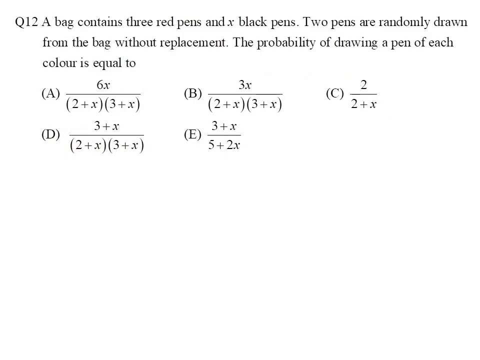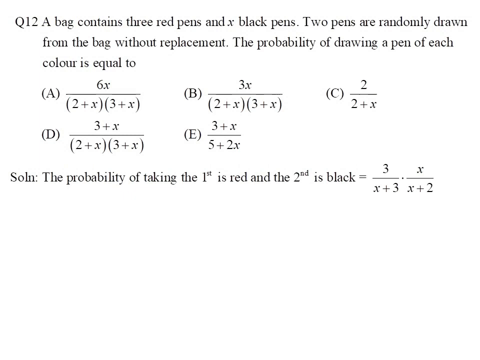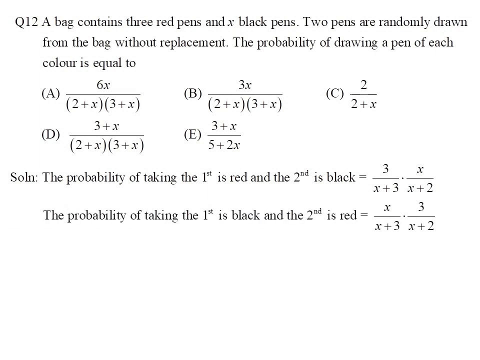Question 12 states that a bag contains 3 red pens and x black pens. 2 pens are randomly drawn from the bag without replacement. The question here is to find the probability of drawing a pen of each color from the bag. The probability that the first pen is red and the second pen is black is expressed as 3 over the sum of x plus 3 times x over the sum of x plus 2. However, the probability that the first pen is black and the second pen is red equals x over the sum of x plus 3 times 3 over the sum of x plus 2.